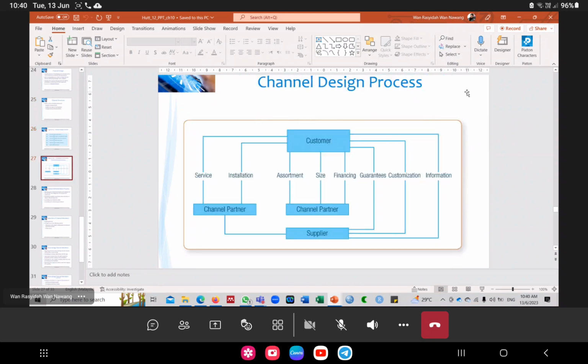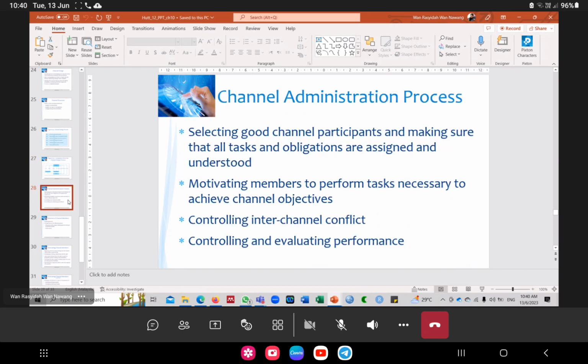Alright. Channel administration process. How do you process the administration of the channel? Selecting good channel participants and making sure that all tasks and obligations are assigned and understood. Motivating members to perform tasks necessary to achieve channel objectives. Controlling inter-channel conflict and also controlling and evaluating performance. Macam mana you nak manage, basically. How are you going to manage the process of the channel members? So macam mana kita nak manage is we must make sure we are able to control the conflict, if there is conflict in the channel members, in the channel structure just now. And also you need to control and evaluate the performance of your channel members.